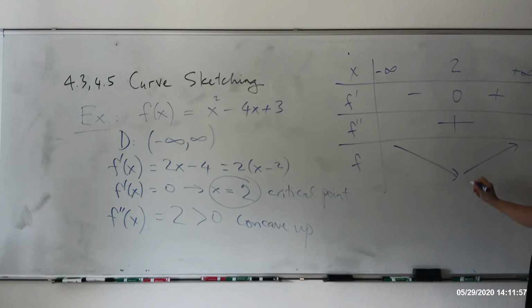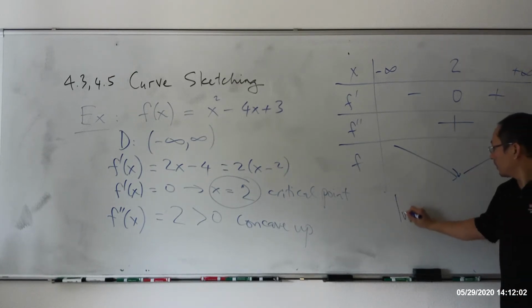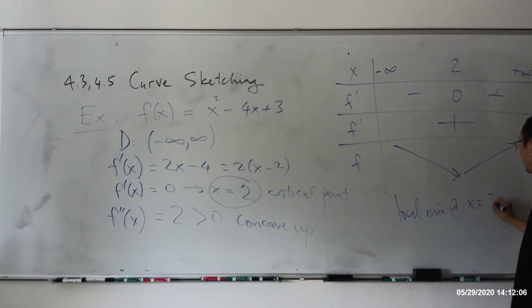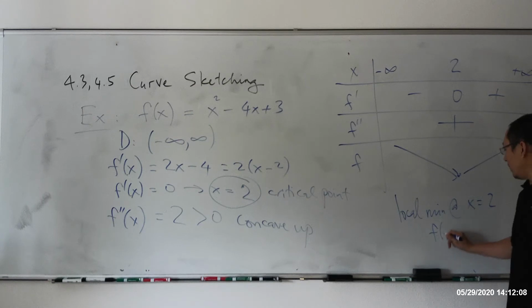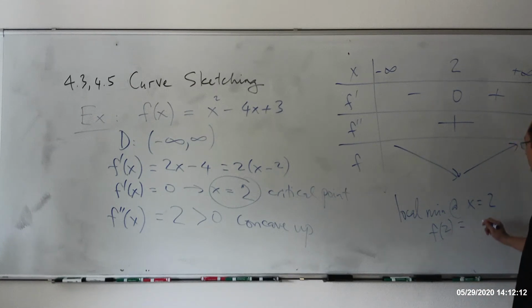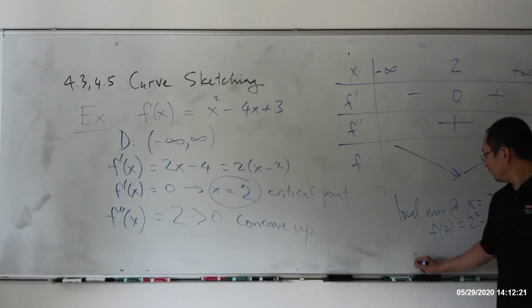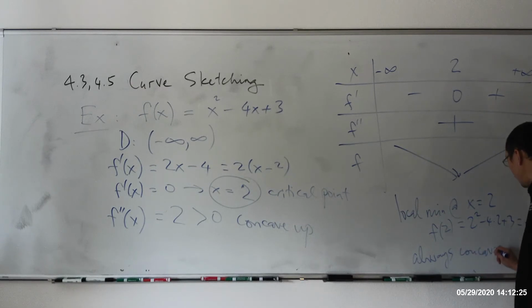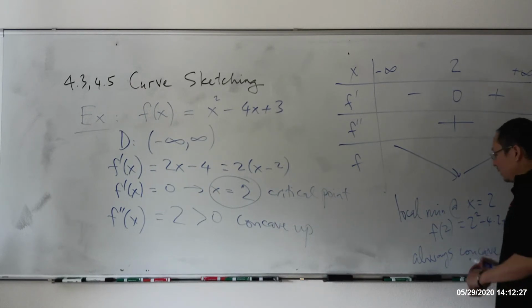And by looking at the table, you can tell right away this point right here will be your local minimum, local min at x equal to 2, and this local min value is equal to f of 2, which is 2 squared minus 4 times 2 plus 3, equal to negative 1. Okay? And the graph is always concave up. Always concave up. Okay?